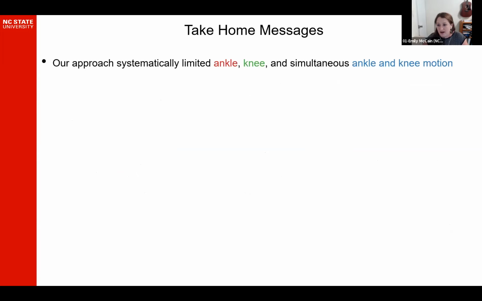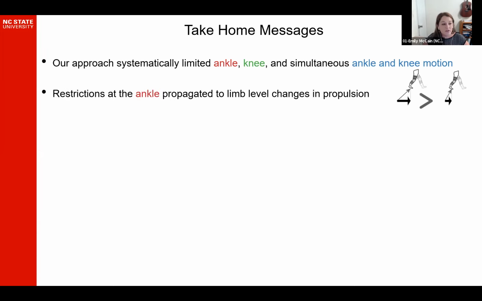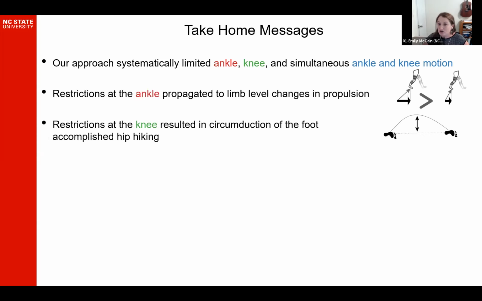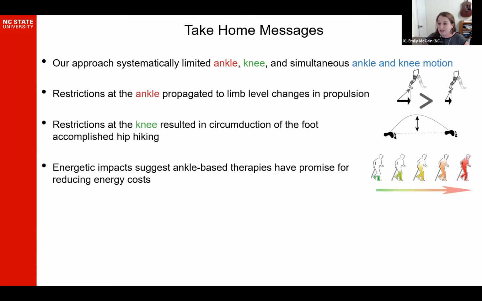In conclusion, this work was able to systematically limit ankle motion, knee motion, and simultaneously limit ankle and knee motion. And the gait that we saw when we did this had some similarities to post-stroke gait. Specifically, restriction of the ankle limited propulsion, while restriction of the knee increased circumduction of the foot accomplished through hip hiking. The energetic impacts of ankle restriction were substantial and support the promise of ankle-level interventions following a stroke.